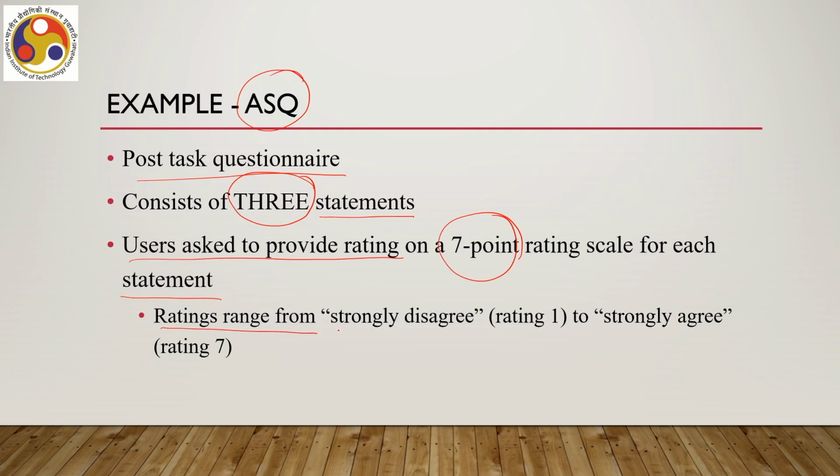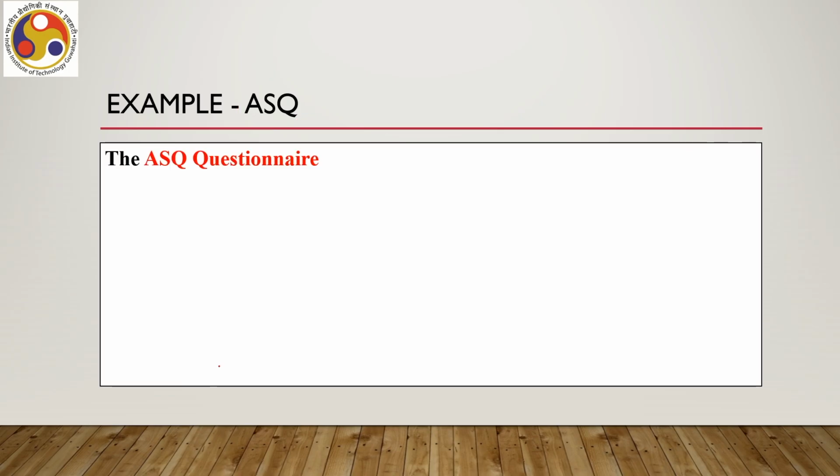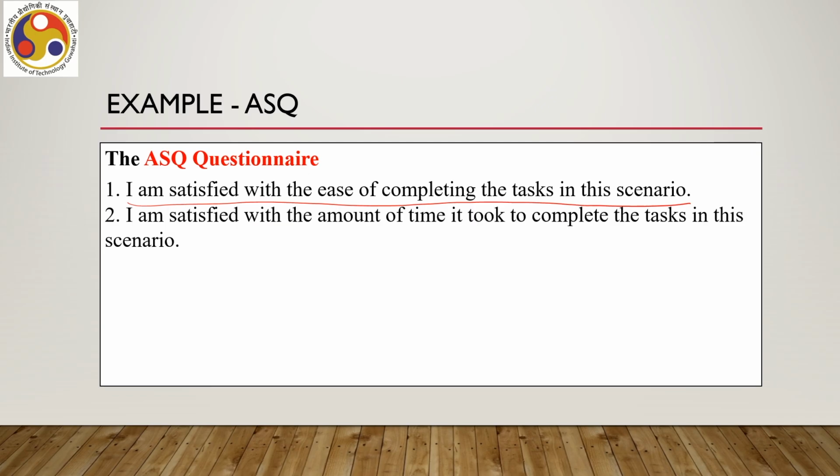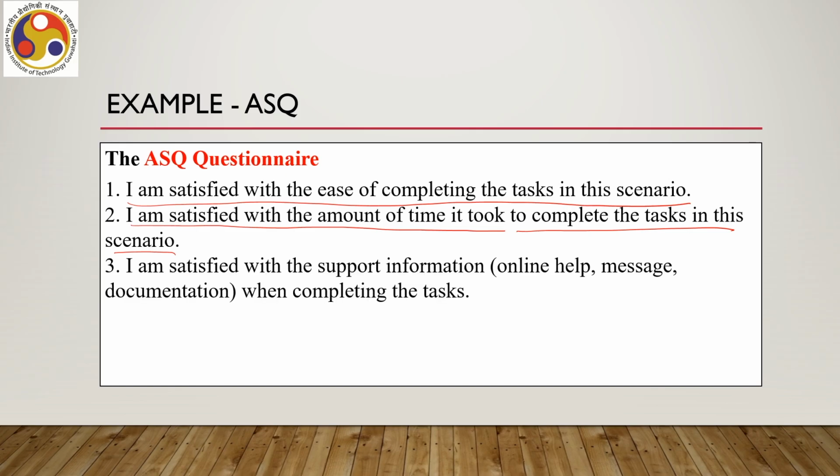Now, ratings range from strongly disagree with the statement, that is rating 1, to strongly agree, that is rating 7. So, let us see the statements in the questionnaire. First one is, I am satisfied with the ease of completing the tasks in this scenario. The user has to rate between 1 to 7. 2 is, I am satisfied with the amount of time it took to complete the tasks in this scenario. Again, between 1 to 7, the user has to rate the satisfaction level.